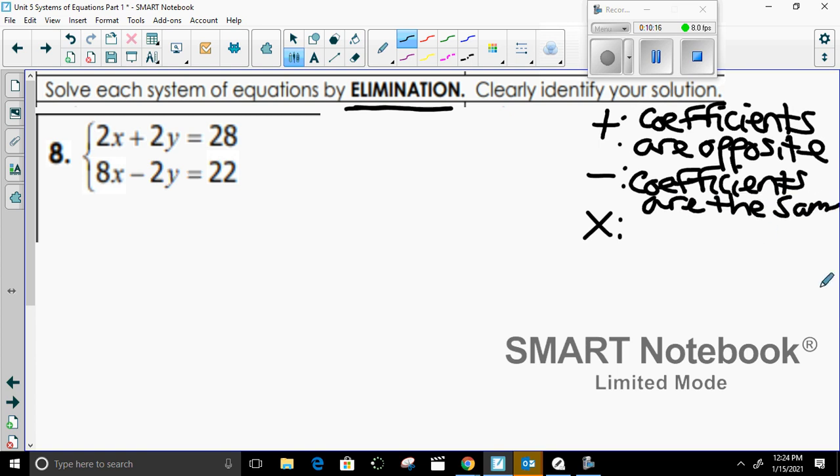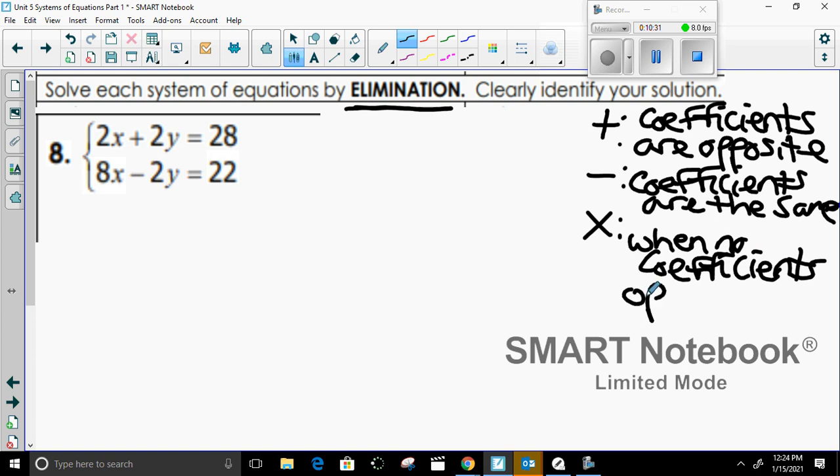And I'm going off the paper here. And I use multiplication when no coefficients are opposite or the same. I'm going to multiply to get them the opposite or the same. And then once I multiply to get them the opposite or the same, then I can use my addition or subtraction. Do not forget, opposite means same number, different signs.